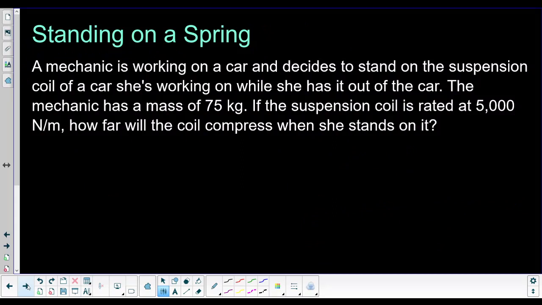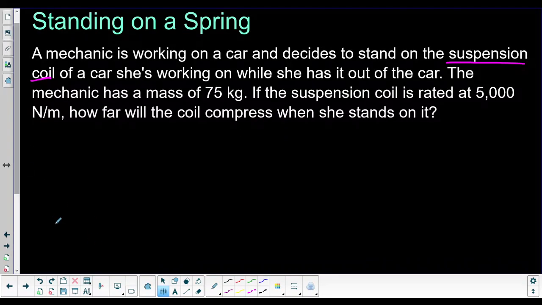A mechanic is working on a car and decides to stand on the suspension coil of a car. That's code for a spring. This is that spring in your car that we talked about earlier. Of a car she's working on, while it has it out of the car. So she took the coil out and she's working on it. The mechanic has a mass of 75 kilograms. If the suspension coil is rated at 5,000 newtons per meter, how far will the coil compress when she stands on it?